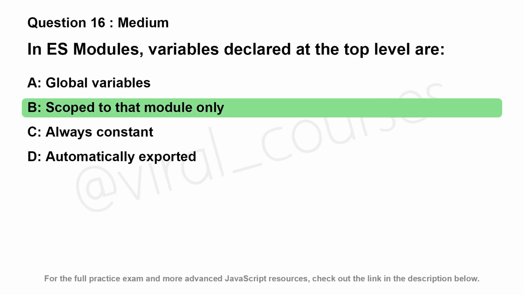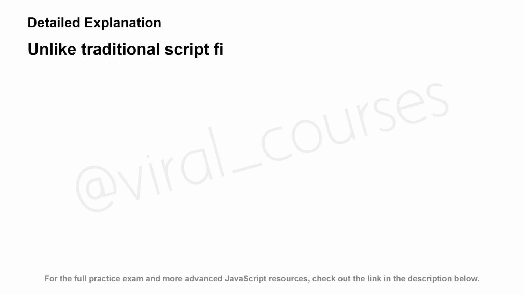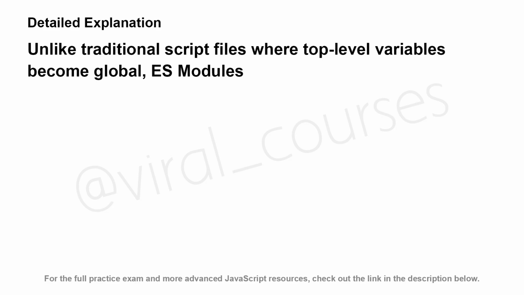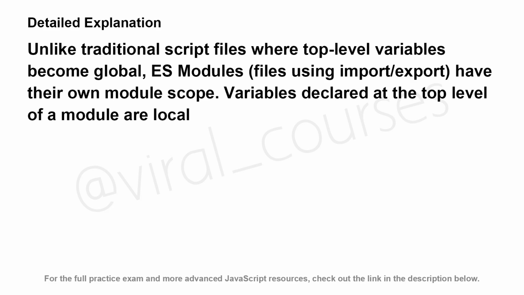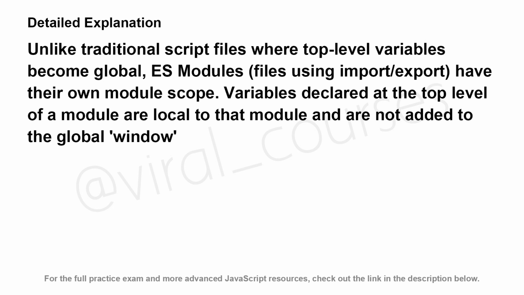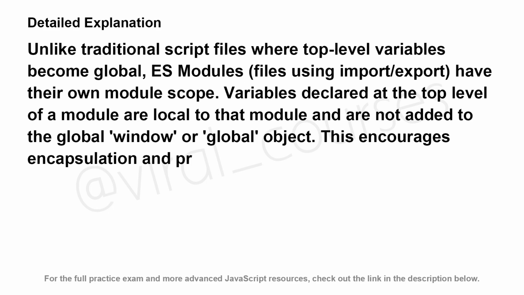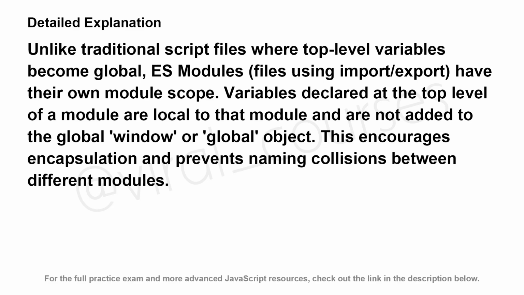The correct answer is B. Unlike traditional script files where top-level variables become global, ES modules, files using import/export, have their own module scope. Variables declared at the top level of a module are local to that module and are not added to the global window or global object. This encourages encapsulation and prevents naming collisions between different modules.